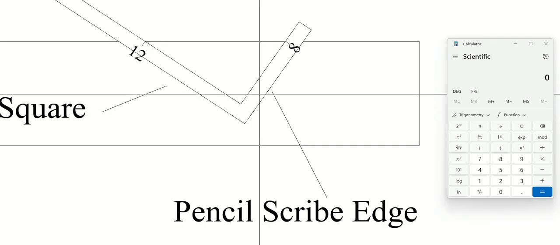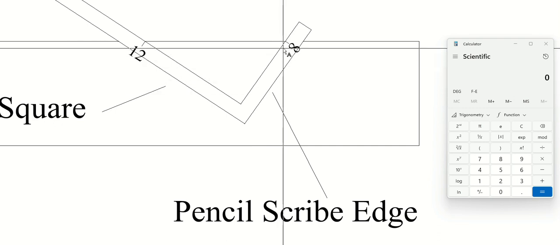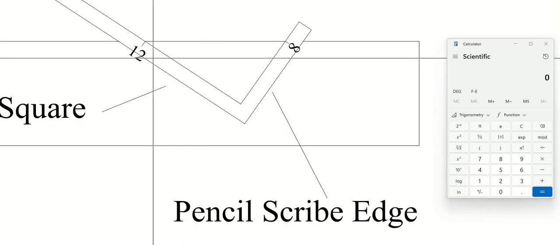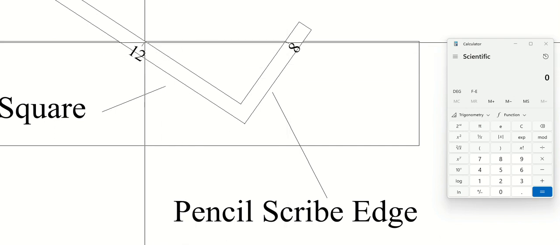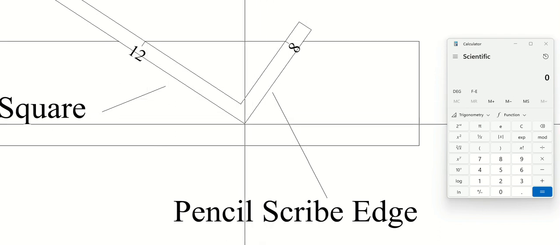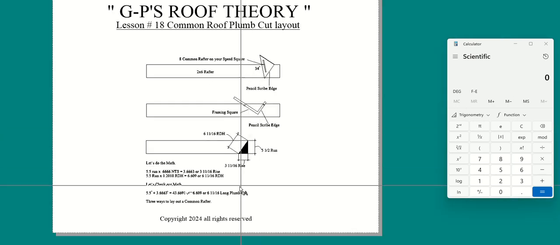The second way, the old schoolers did it before they had the speed squares, is they used the framing square. So on the framing square, you would simply find your 8-inch on your short side of your square, the 12-inch on the long side of your square. Those 2 points meet across the top of your board. Simply scribe this line, transfer it through. Now you have an 8 and 12 plumb cut.